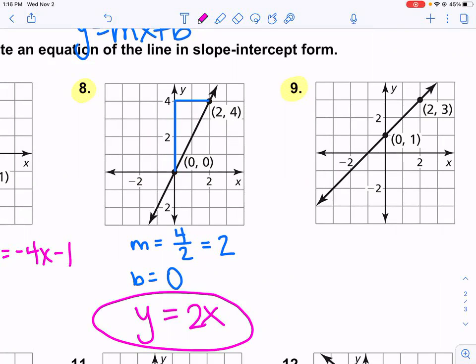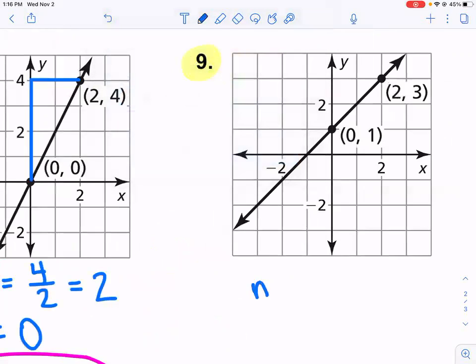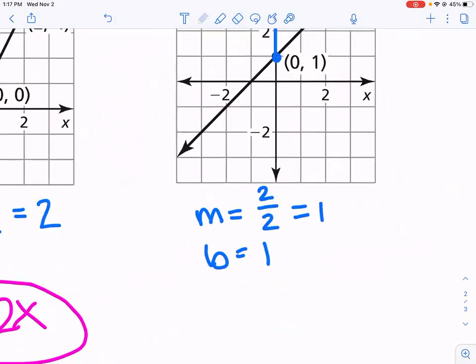Okay. Seth, what's our slope for number 9? So you counted 2/2 and you simplified it to 1. Does that sound good to you guys? Okay. Amy, what's our y-intercept? Also 1. Okay, here's our y-intercept right there.